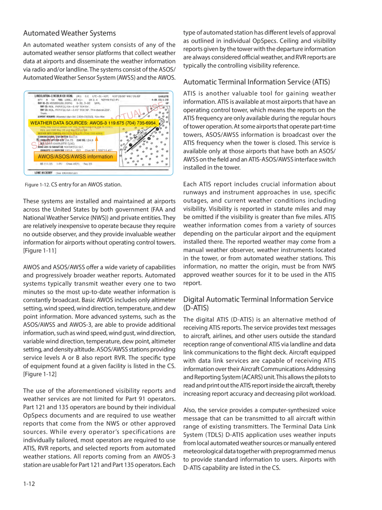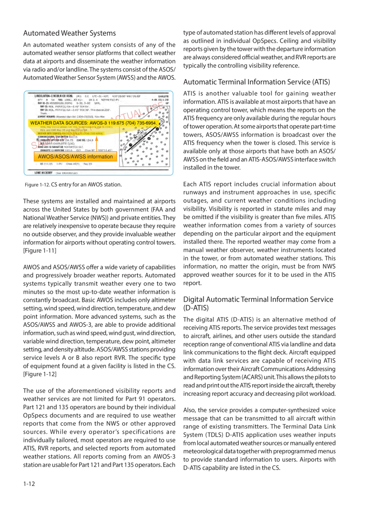Digital Automatic Terminal Information Service, DATIS. The digital ATIS, DATIS, is an alternative method of receiving ATIS reports. The service provides text messages to aircraft, airlines, and other users outside the standard reception range of conventional ATIS via landline and data link communications to the flight deck. Aircraft equipped with data link services are capable of receiving ATIS information over their Aircraft Communications Addressing and Reporting System, ACARS unit. This allows the pilots to read and print out the ATIS report inside the aircraft, thereby increasing report accuracy and decreasing pilot workload.